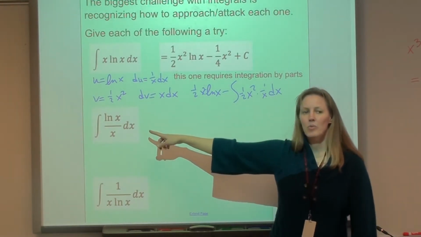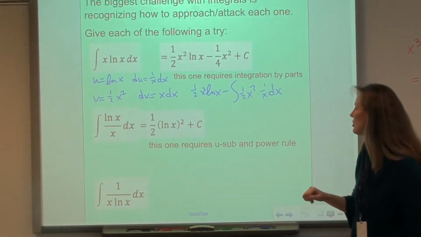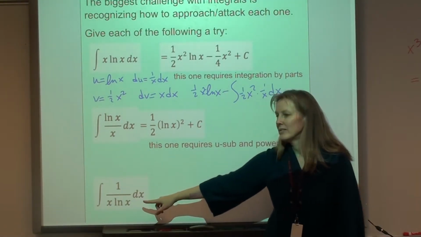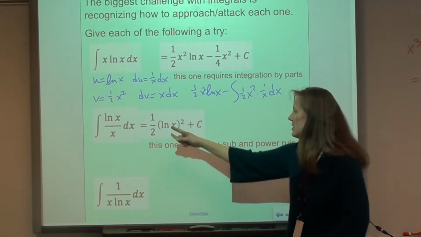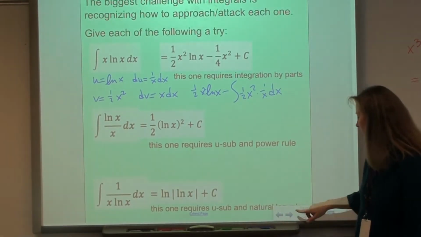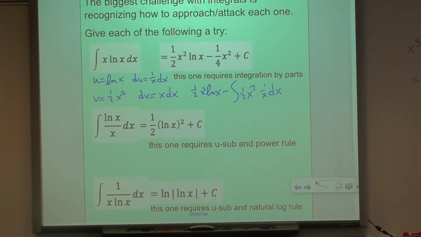Next one. What method? U sub. Straight up u sub. Last one. What method? U sub. This one was a u sub with a power rule. This one was a u sub with a natural log. How'd you guys do on these? Good. Any questions?